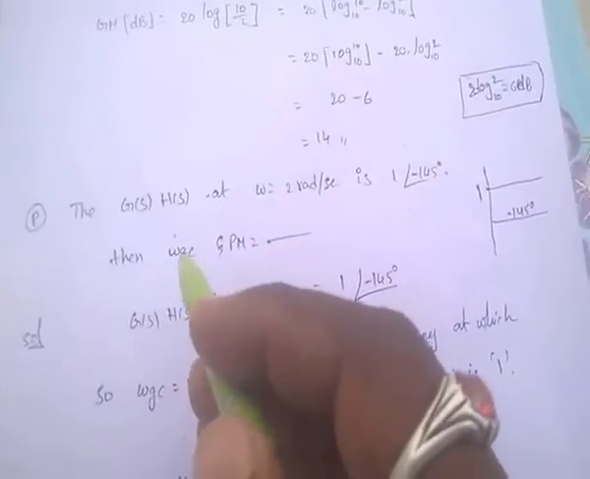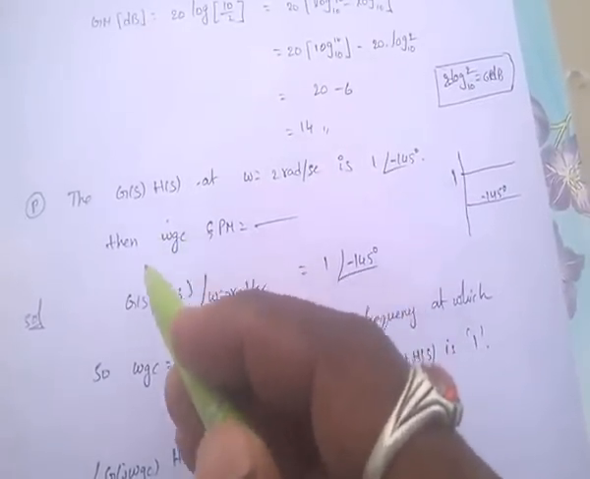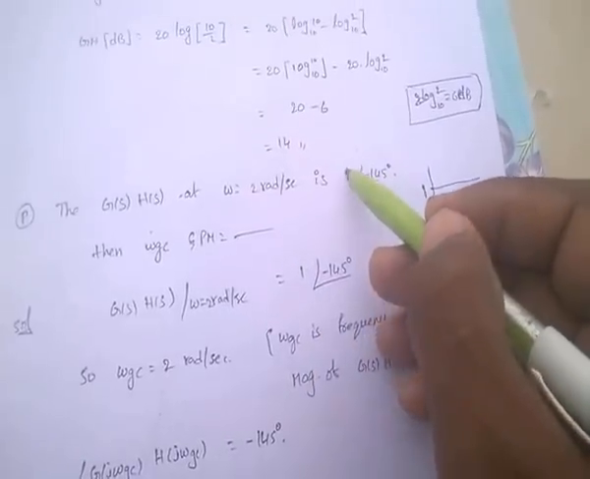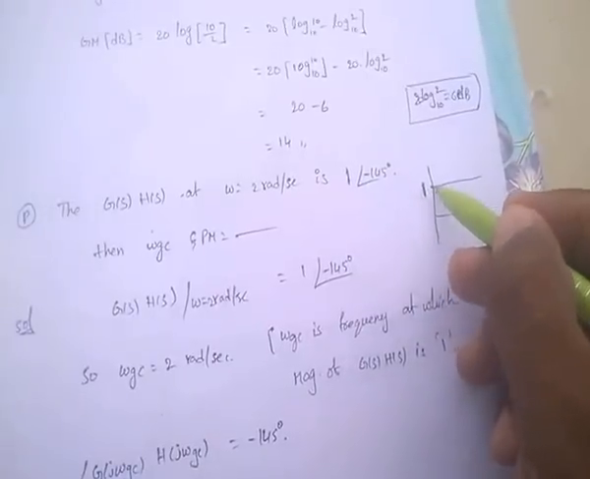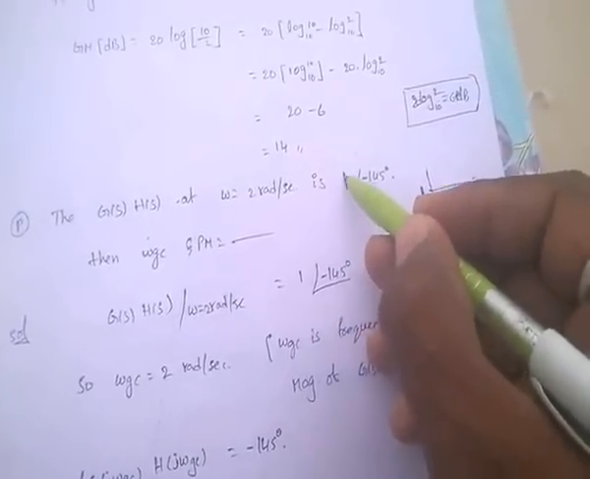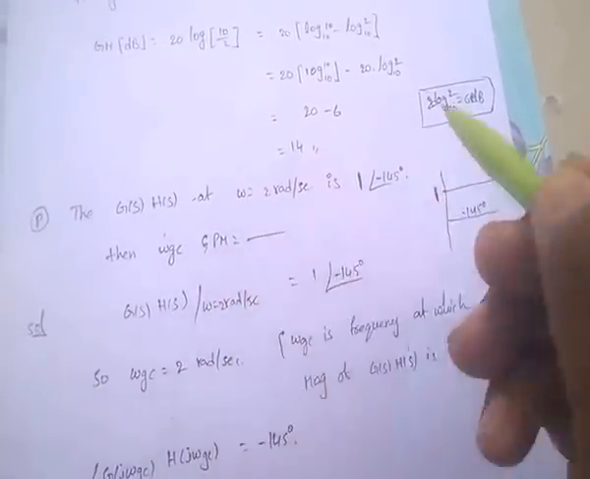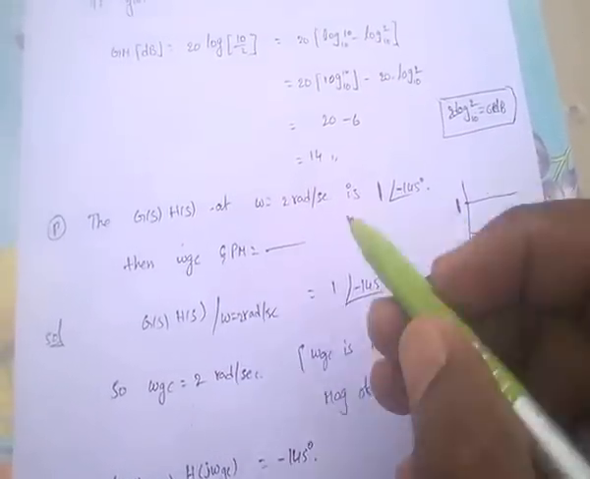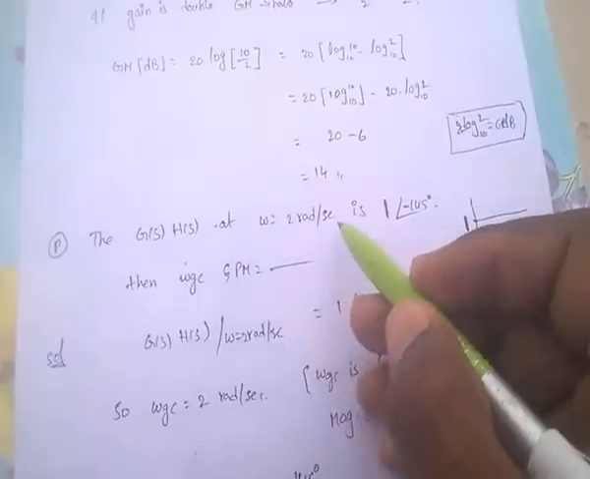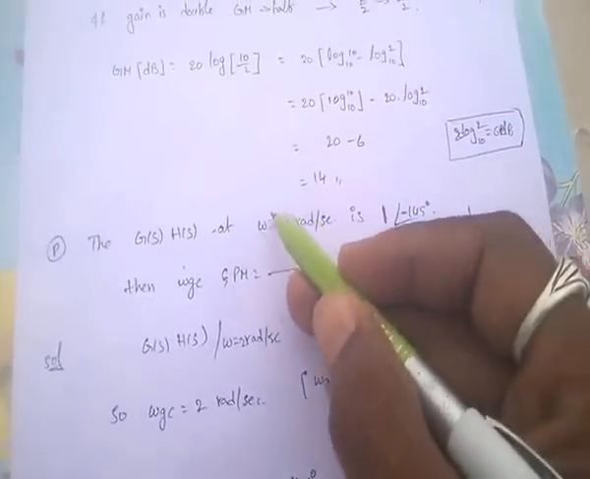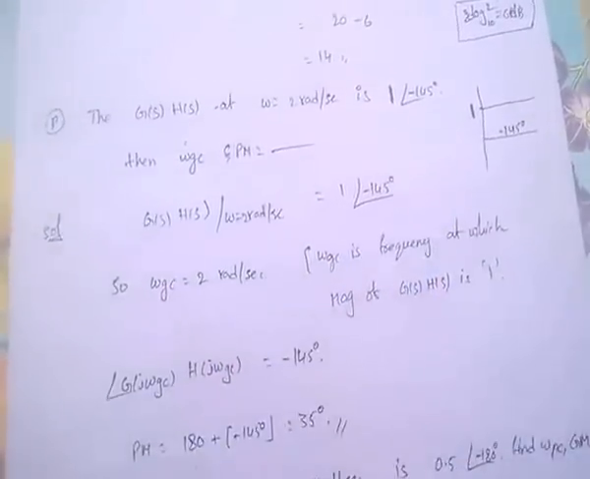We have to find the gain crossover frequency. What is the gain crossover frequency? It is the frequency at which the magnitude of G(s) H(s) equals 1. When the magnitude of G(s) H(s) equals 1, it is already given at omega equal to 2 radian per second. At omega equal to 2 radian per second, the magnitude is equal to 1. So this omega equal to 2 radian per second is the gain crossover frequency. That is, omega GC equals 2 radian per second.